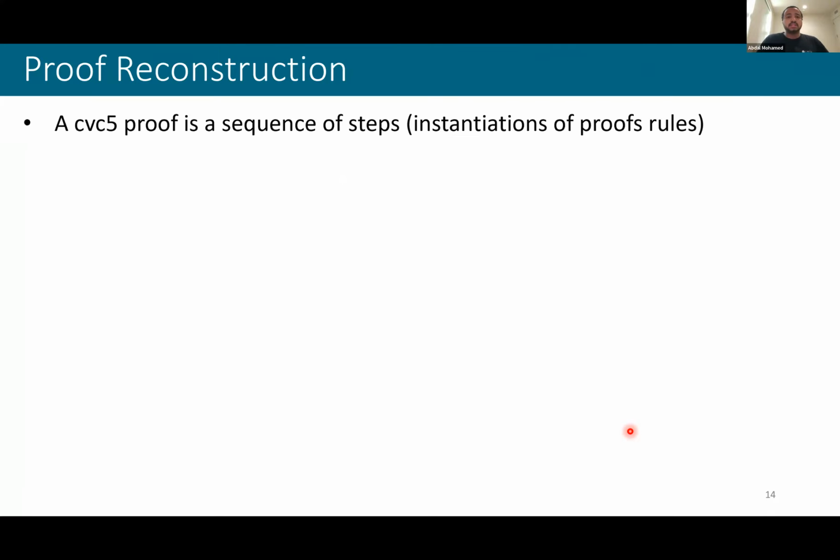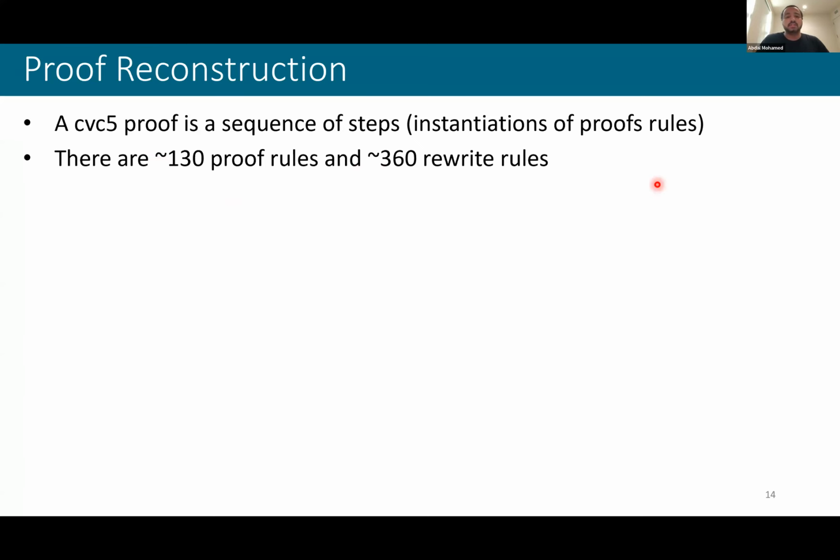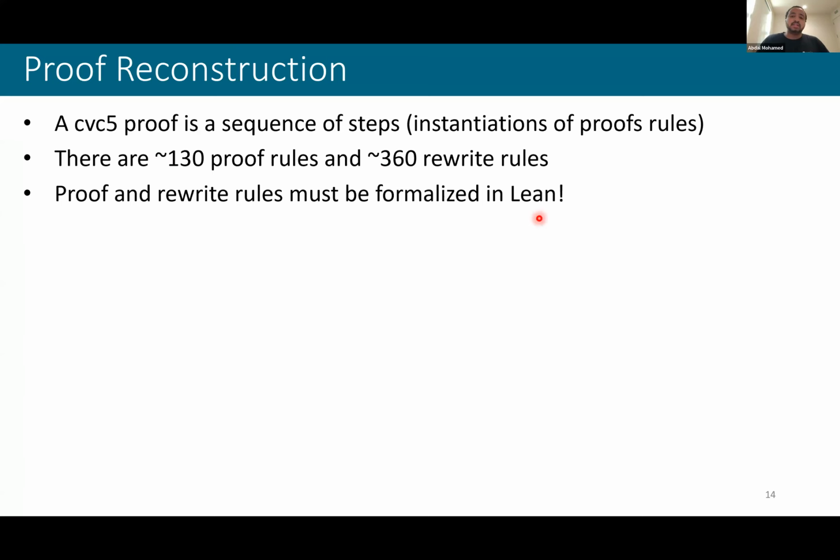So with that said, let's focus now on the proof reconstruction steps. A CVC5 proof, as we have seen before, is a sequence of steps or instantiations of proof rules. There are a lot of rules that CVC5 has in its calculus. Currently, there are 130 proof rules and additionally 360 rewrite rules that CVC5 uses. What we need to do, of course, is to formalize as much of these as possible in Lean, so that we can actually use these proof rules for reconstruction later.